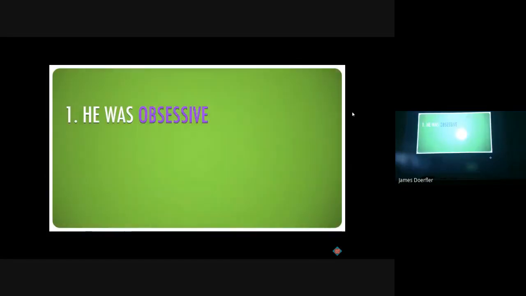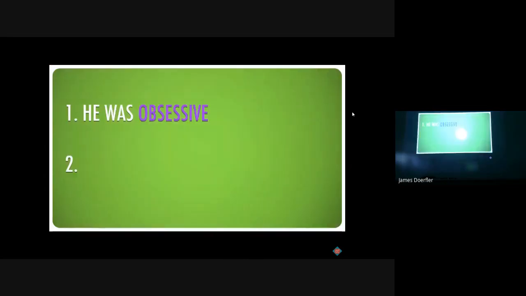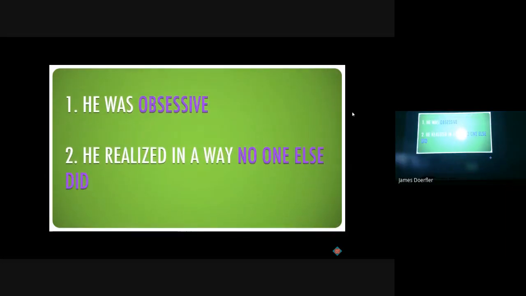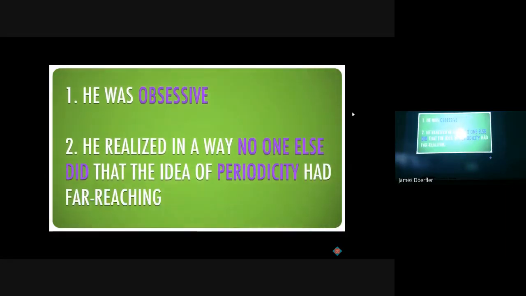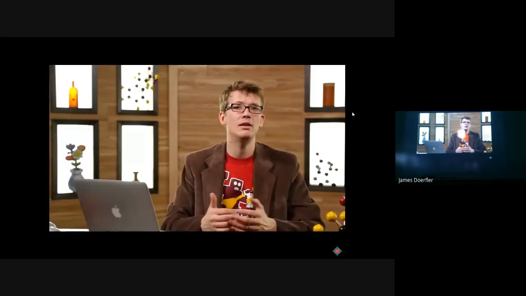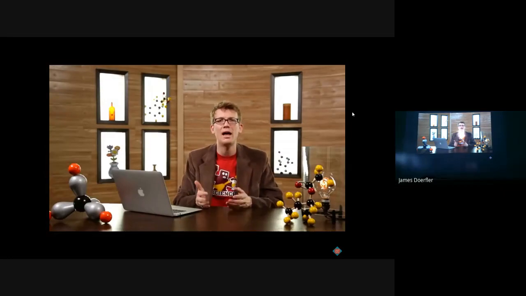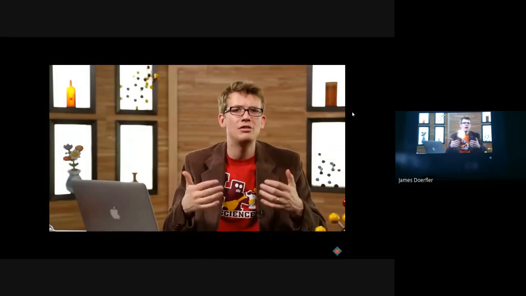1, he was obsessive. He knew the data better than anyone else, and had spent a ton of time working on a theory that many people thought was just an interesting little quirk. And 2, he realized in a way no one else did that the idea of periodicity had far-reaching consequences. It seems as if he had a deep belief in the cosmic importance of what he was doing, almost a religious fascination. Mendeleev believed in God, but also he believed that organized religions were false paths to the unknowable nature of God. I like to believe that he thought he saw some divine pattern in his tables, and Mendeleev felt as if he was coming to know God in a way that no other man ever had.